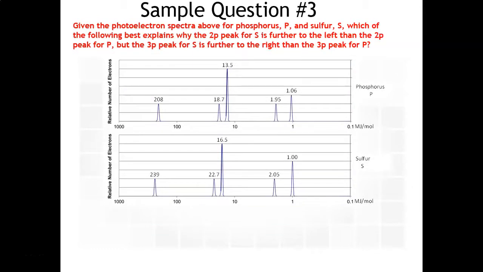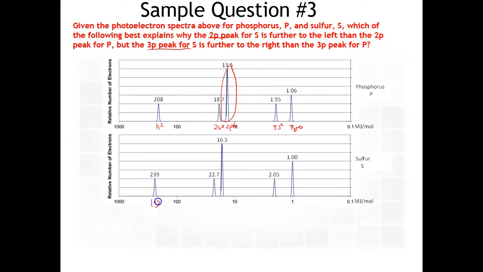All right, given the photoelectron spectrum for phosphorus and sulfur, which of the following best explains the 2p peak? The 2p peak for sulfur is further to the left than the 2p peak for phosphorus. So let's first figure that out. 1s2, 2s2, 2p6, 3s2, 3p6. So we're looking for the 3p peak for that, and the 2p peak for phosphorus. So we're looking at this one. We'll fix in on this one first.